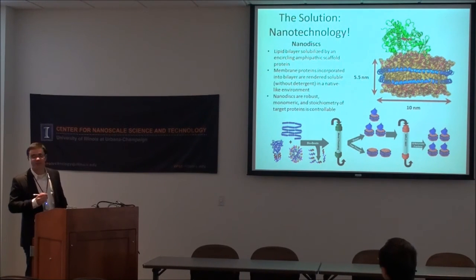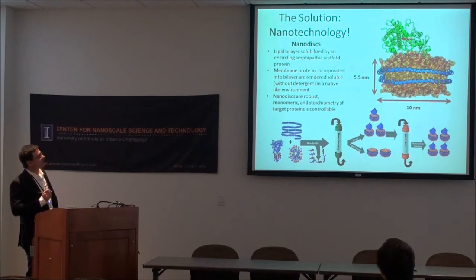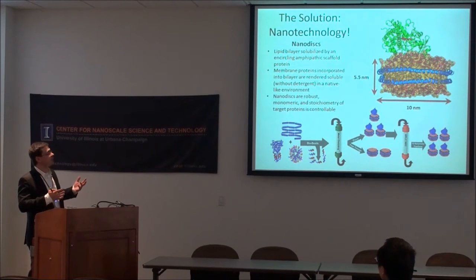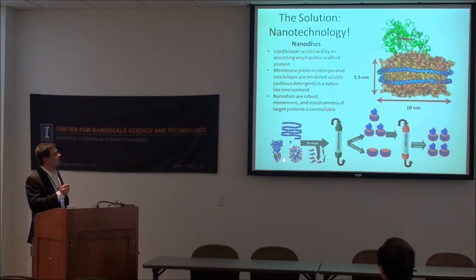Steve already covered this, so I won't dwell too long on this. But like he said, you have this soluble lipid bilayer that has your target protein embedded. And like he said, you can get a monomeric protein. You can put in other proteins with it in controlled stoichiometric ratios. And they're robust, monomeric. The way that we make these, you begin with your detergent-solubilized target protein.